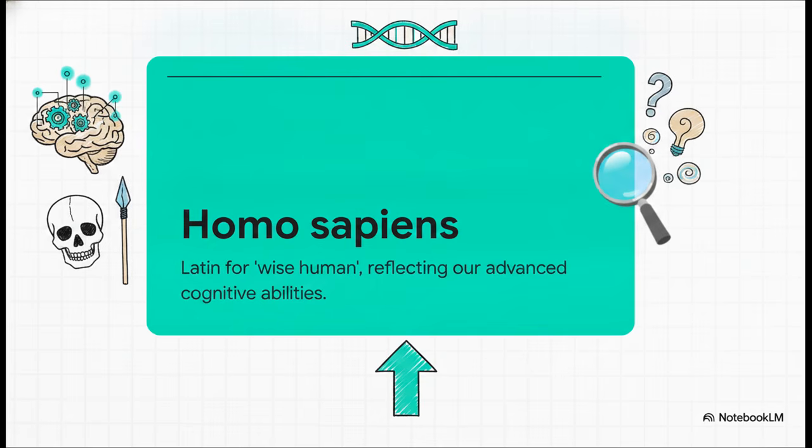Now, we are the only living members of this genus today, though extinct ancestors like Homo erectus used to share it with us. Our specific species identifier is sapiens, meaning wise, knowing, or modern. When you put those italicized Latin terms together, you get Homo sapiens. It translates beautifully to the wise human. And honestly, that's not just a label, it's a direct nod to our advanced cognitive abilities, our self-awareness, and our capacity for complex problem solving.